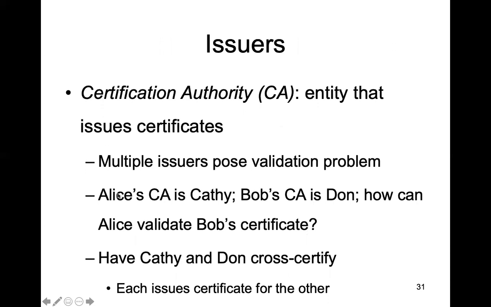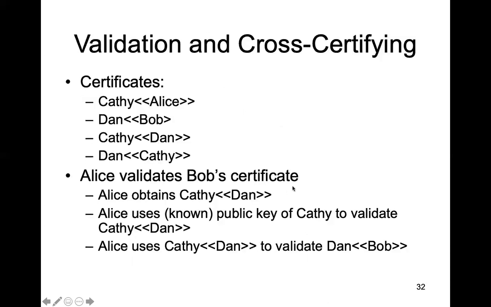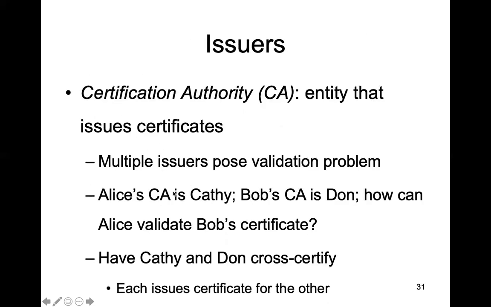Okay, so let's just assume that Alice's CA or certificate authority is Kathy, and Bob's CA is this entity called Don. So if Alice gets Bob's digital public key together with the digital certificate of Bob's public key, how does Alice validate Bob's certificate? Because it's not going to be signed by Kathy, who is Alice's CA, but rather Bob's CA, who is Don. So the idea is that Kathy and Don, who are trusted third parties, or in this case certificate authorities, they will cross certify each other.